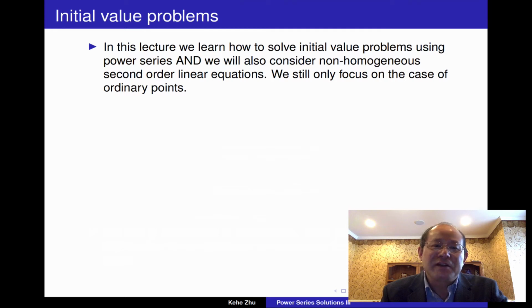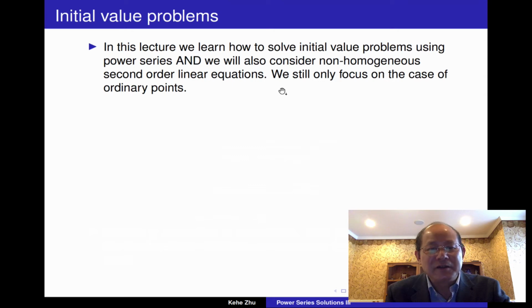What I want to do today in this lecture is to show you how to solve initial value problems using, again, power series. And also, I'll show you that the method applies not only to homogeneous equations, it also applies to non-homogeneous equations. The method is exactly the same. So today I want to do an example of a non-homogeneous equation, with initial conditions given. Again, we're going to focus on the case of ordinary points today, and then next time I'll look at the case of when the point is not an ordinary point.